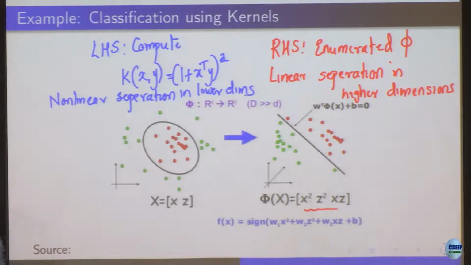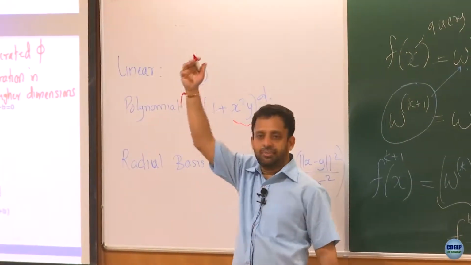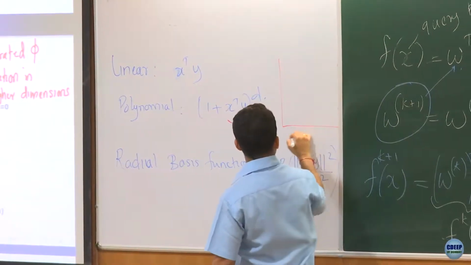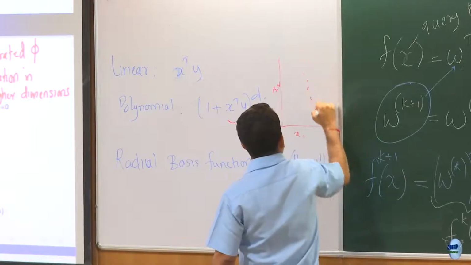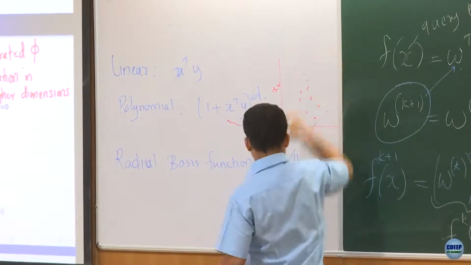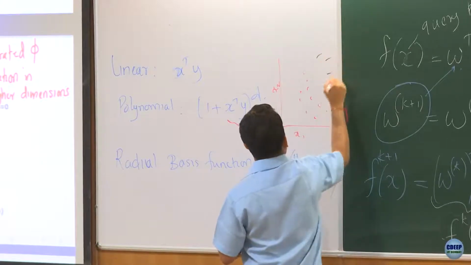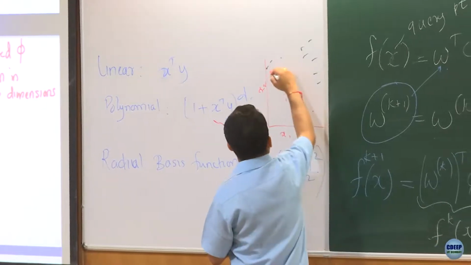So this should be apparent from all of these. This is the lower dimension in which I am getting a non-linear separation. Just with respect to say x1 and x2, the points could have been like this, positive and negative, and my separator might have been something like this.